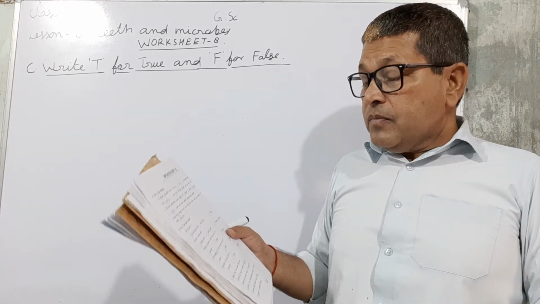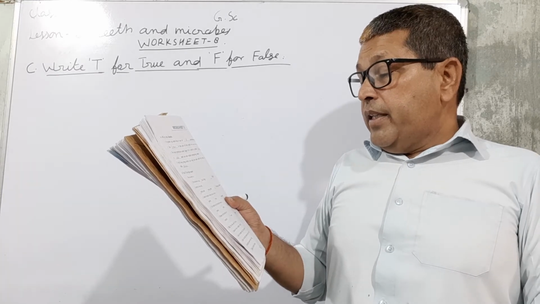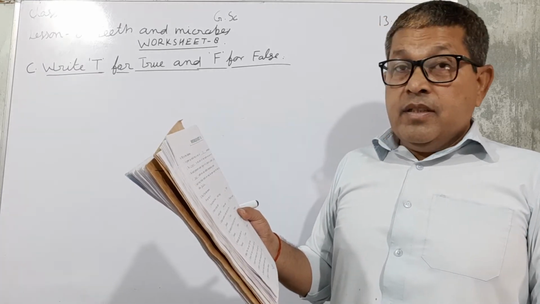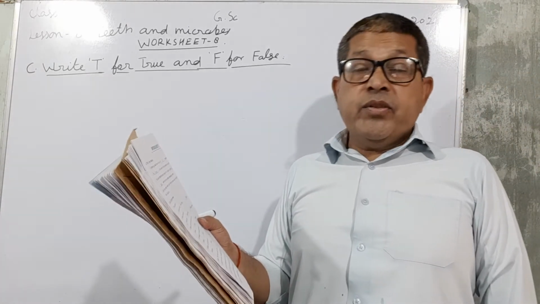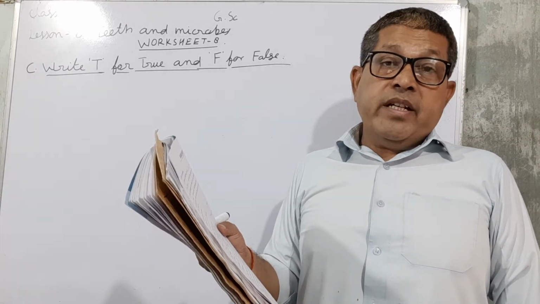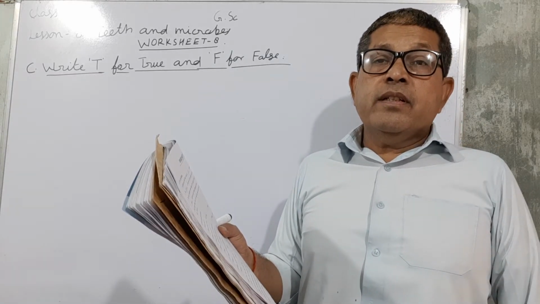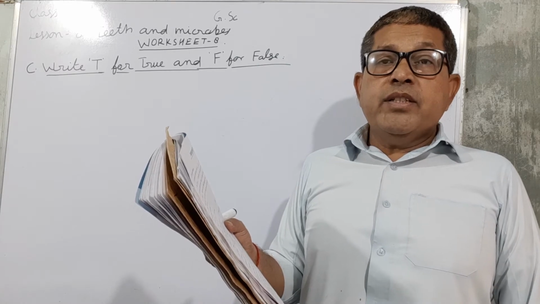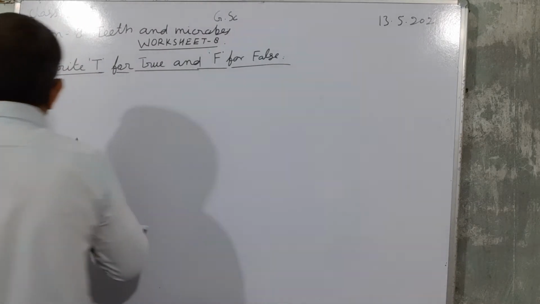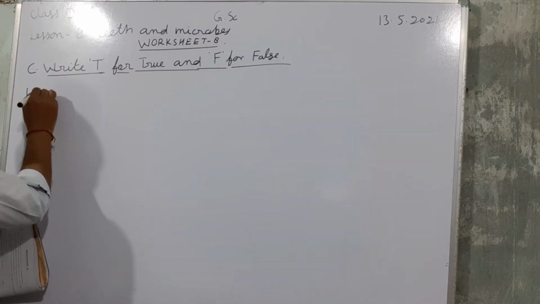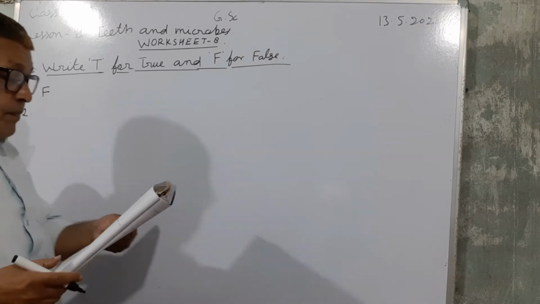So first, canines are 4 in number in each jaw. No, it is incorrect. How many canines are there? Their number is 4, but 2 in each jaw. So the first is false.